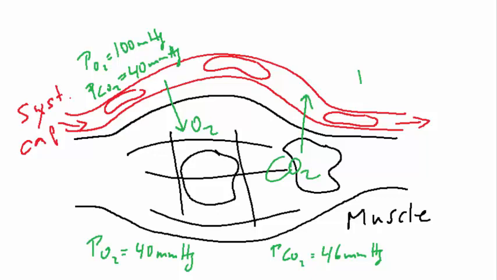And then let's take a look at what's coming out of the systemic capillaries once we had complete equilibration of those gases. The oxygen pressure coming out is the same as what it was in the muscle, so 40 millimeters of mercury, and PCO2 is coming out at 46 millimeters of mercury. And that blood is then going back to the heart and back to the lungs.